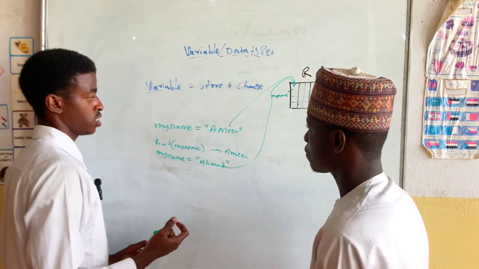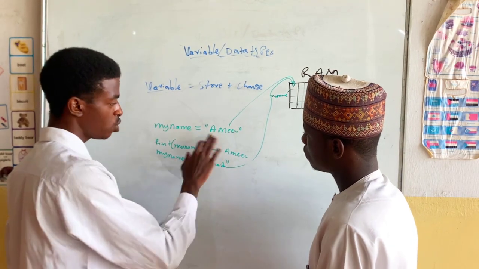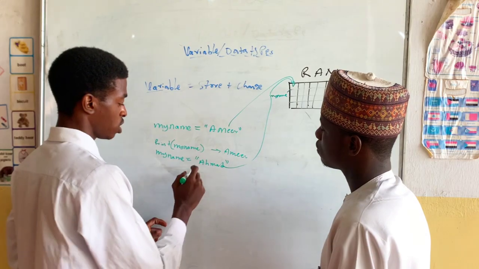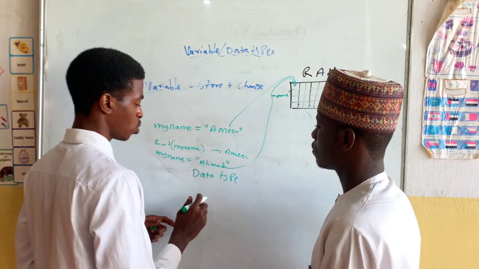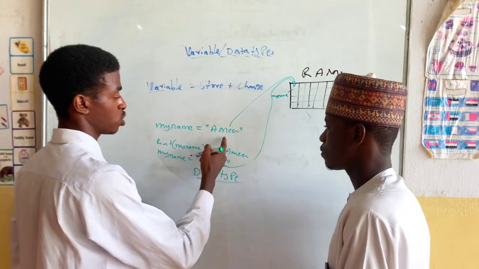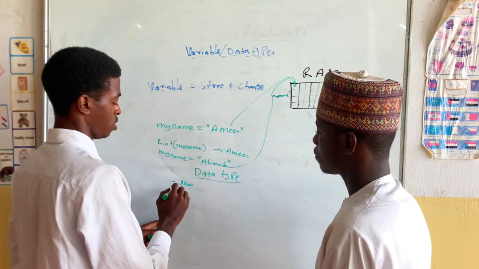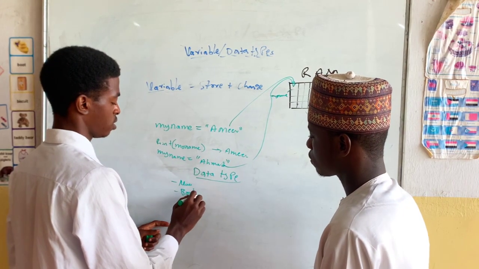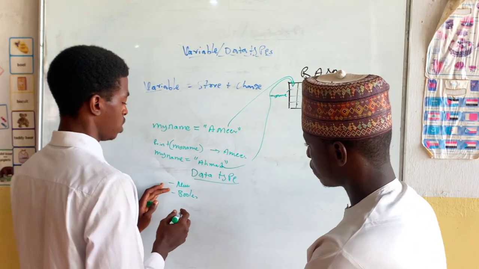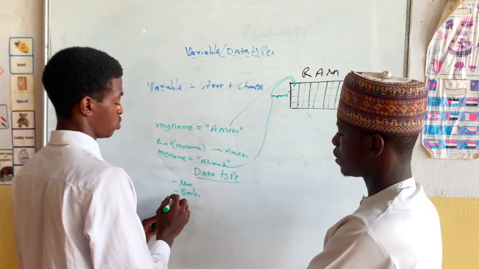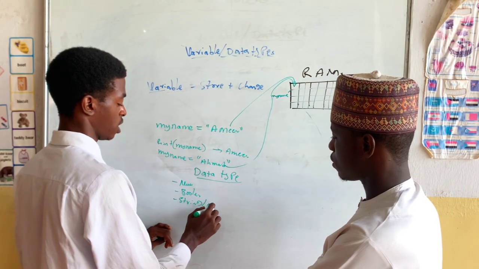So my question here is, is it only string we can store in a variable? Only your name? The answer is no. That's the reason why data types come into play. So it's not only a string we can store in a variable. We can also store numbers. You can also store boolean, which I'm going to discuss. So these are the types of data we can store, and also we can store string, or I should say character.